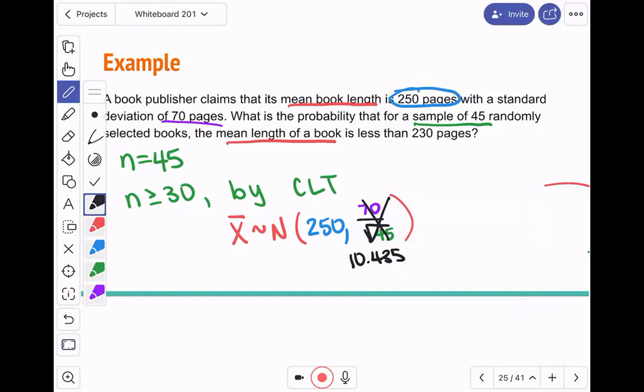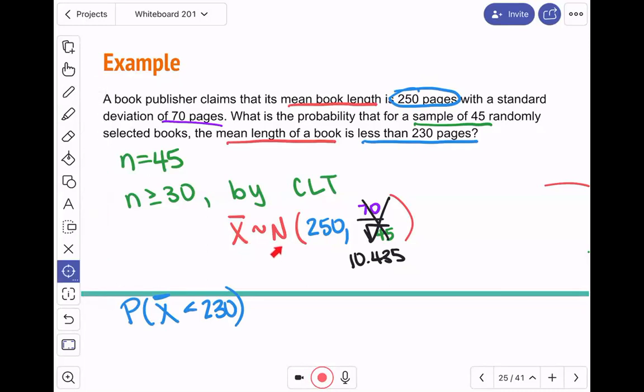Now, here's what they're asking. What is the probability that for a sample of 45 books, the mean length is less than 230 pages? So I want the probability of X bar, the sample mean, to be less than 230. Because we're using the central limit theorem, what shape is the distribution going to be? Bell. So it'll be bell shaped.